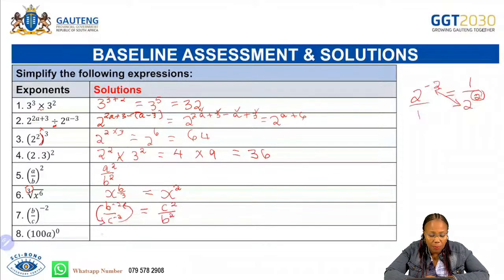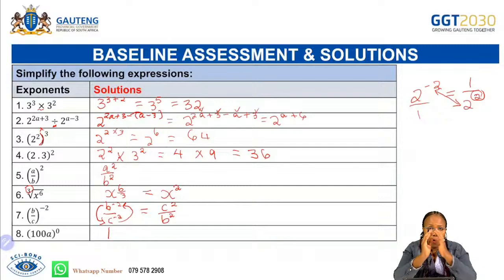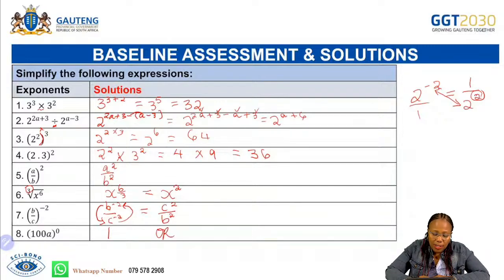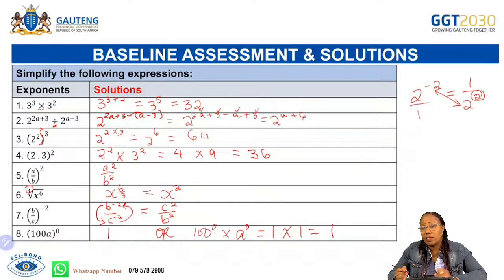Any number to the power 0, the answer is 1. Doesn't matter we have 100 inside our bracket, but the whole base is 100a. So the whole thing is raised to the power 0, therefore it's equal to 1. Or you can say each is taking an exponent 0 multiplied by a to the power 0. 100 to the power 0 is 1. A to the power 0 still 1. You will still end up with an answer 1 there.